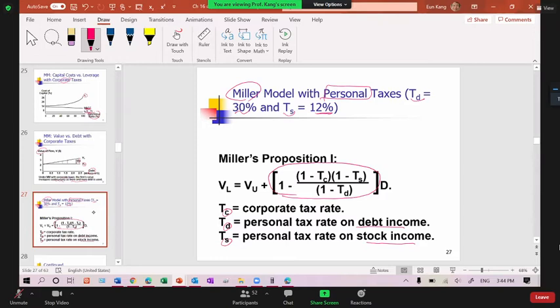So this one is the most comprehensive formula because if TC, TS and TD all equal 0, then what? Then you get VL is VU, right? That is the first paper with no tax, right? But if TS and TD equal 0, then VL is VU plus TC times D, with only corporate tax.